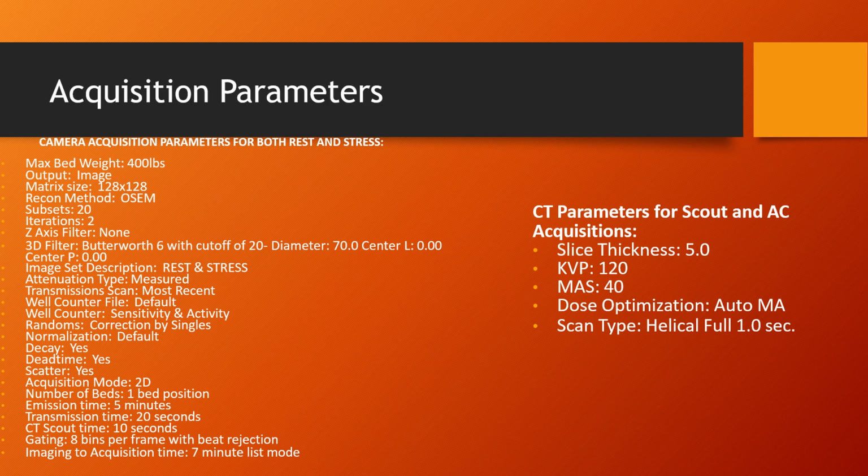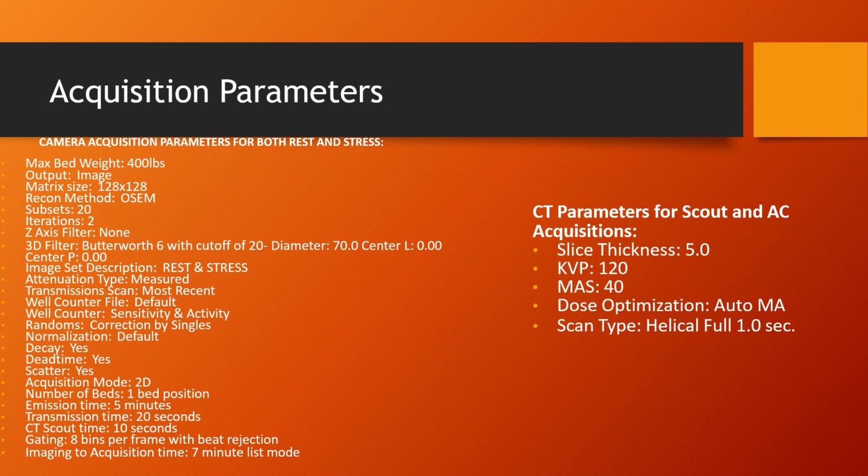That may change a little bit. And you want to apply the corrections for decay, dead time, scatter. It's typically acquired in 2D mode with one bed position, and emission time is anywhere from 5 minutes to 7 minutes. And then the CT scout times are usually pretty set. Gating is going to be pretty set at 8 bins per frame with beat rejection. And the total acquisition time is 7 minutes in list mode.